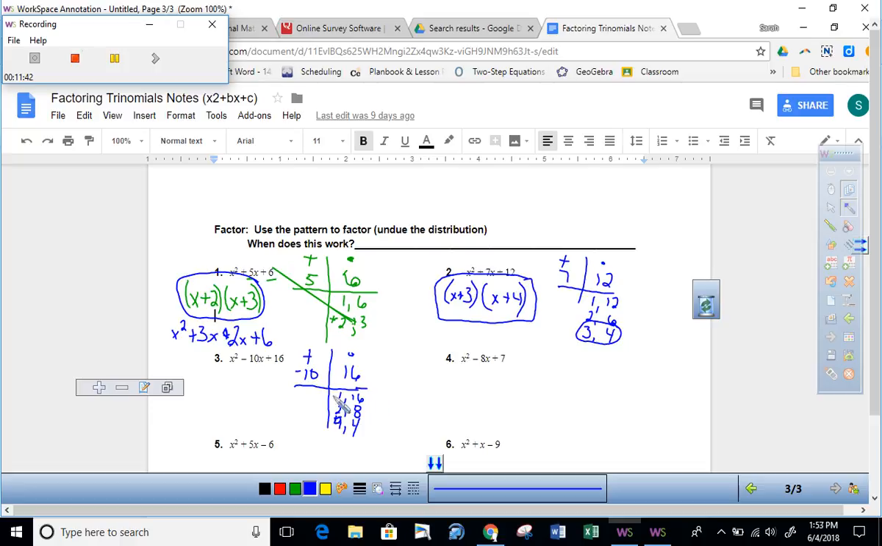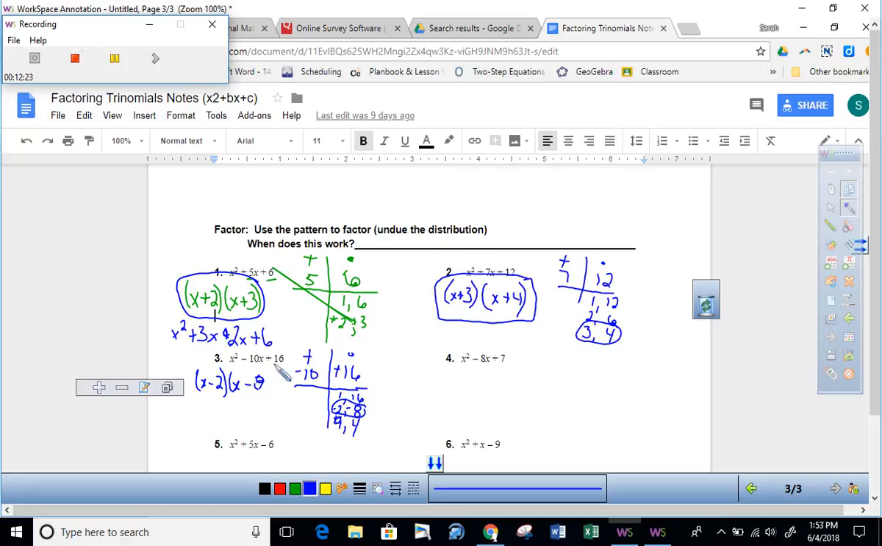So I'm looking at these. 1 and 16 will not get me 10. 2 and 8 will get me 10. So let's see if we can do anything with the signs. If it's multiplying to a positive 16, the signs on these numbers both must be the same. So they're either both positive or both negative. If I wanted to add to a negative 10, they would have to both be negative. Negative 2 plus a negative 8 will give me negative 10. So my final answer here is x minus 2, x minus 8. Again, the order does not matter.